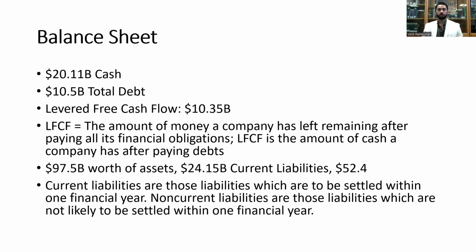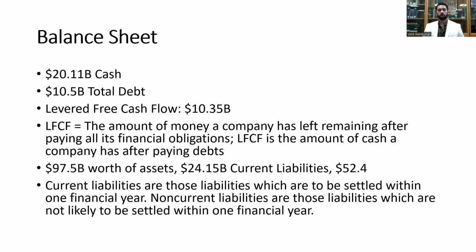The balance sheet of this company is extremely strong, guys. $20 billion of cash, $10.5 billion of total debt. The company could pay off its total debt like this. The company has levered free cash flow of $10 billion in the last 12 months. What is levered free cash flow, guys? It is the amount of money a company has left after it pays all its financial obligations, like debt, interest payments, and capital expenditures. So the company has enough cash in 1 year to pay off its total debt. It's unbelievable, guys. This company has a strong balance sheet.